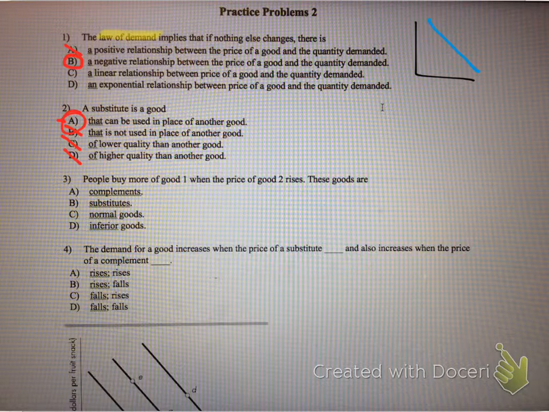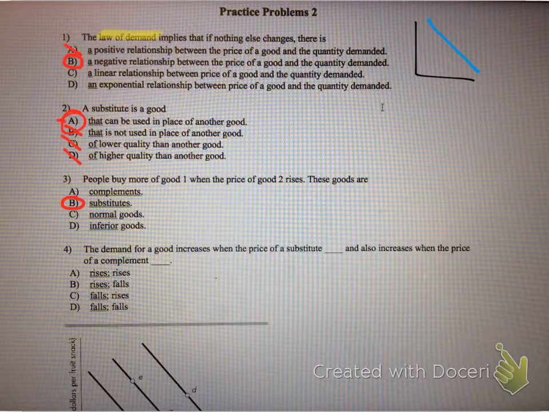Okay, number 3. People buy more of good 1 when the price of good 2 rises. So what does that mean? Well, it would have to be substitutes again. So if the price of Coke goes up, more people buy Pepsi. We're using that same example. Okay, number 4.